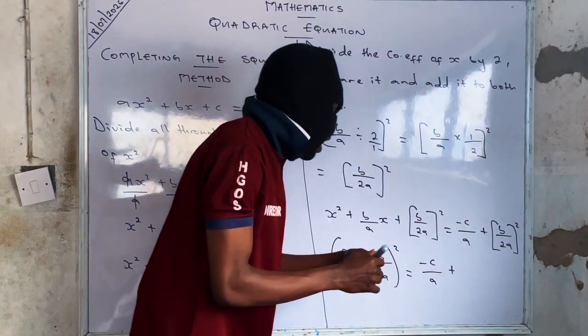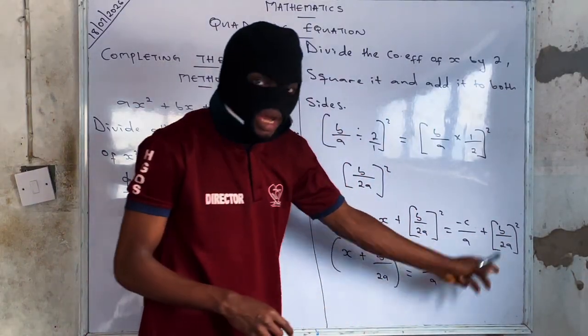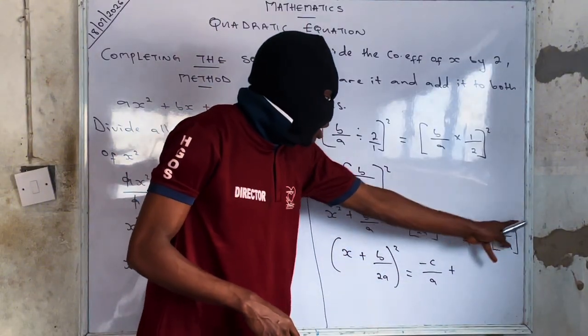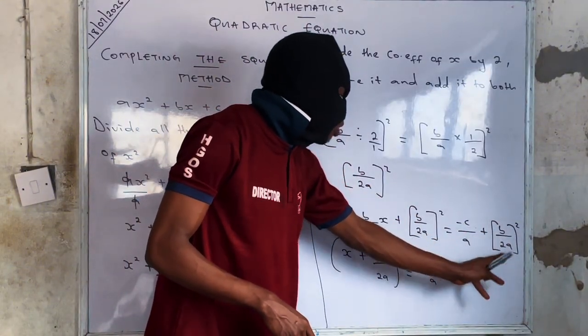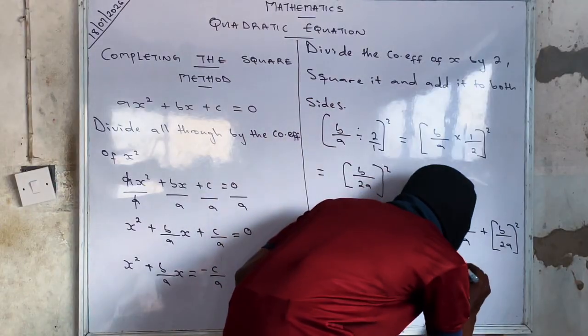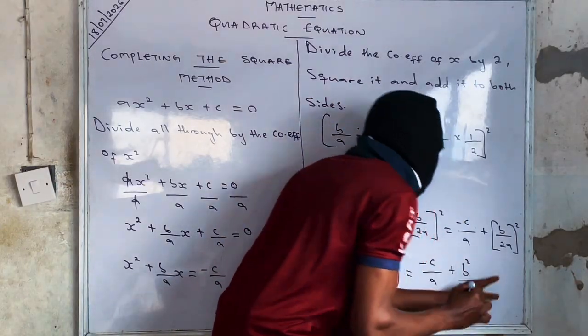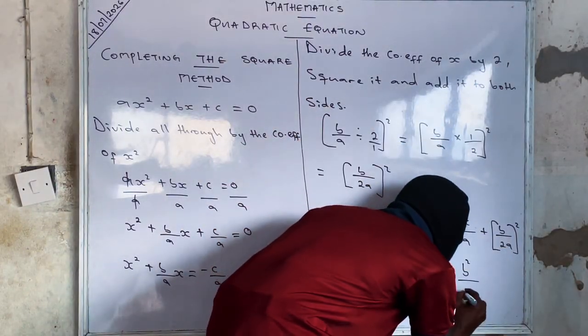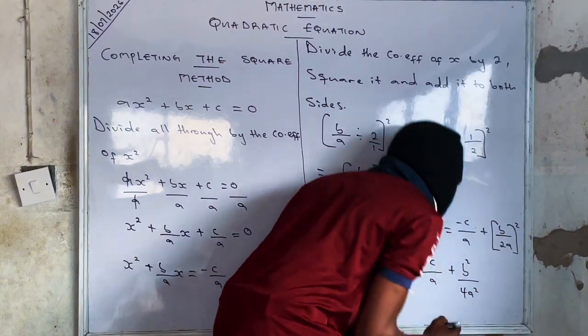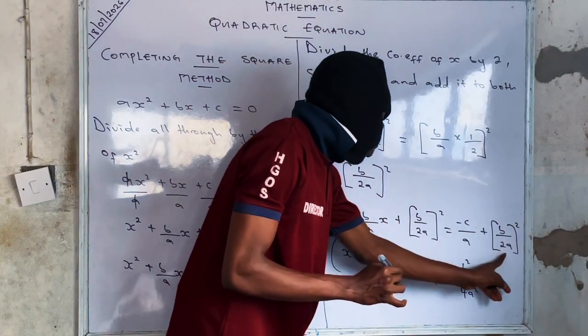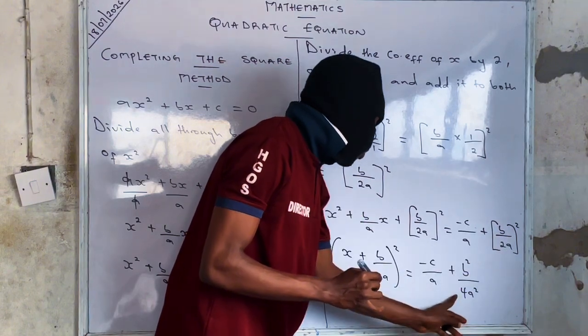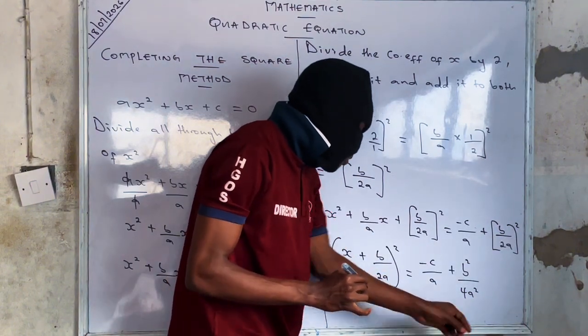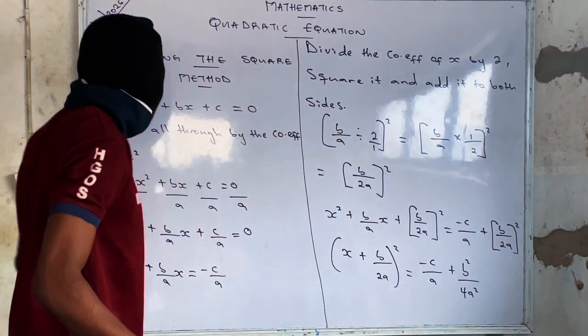Now this square is for both b and 2a. It's not only for b. This square is for both b and 2a. So you have your b square over 2a square, which will give us 4a square, because this square, 2a squared, will give us 4, while a square, that's how we are able to get the 4a square. Now we continue.